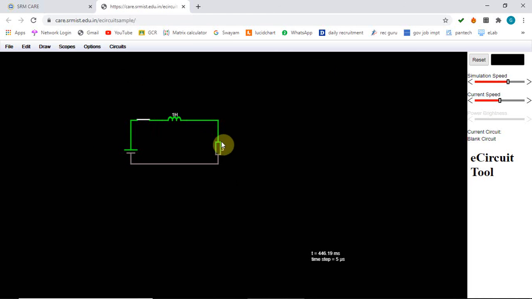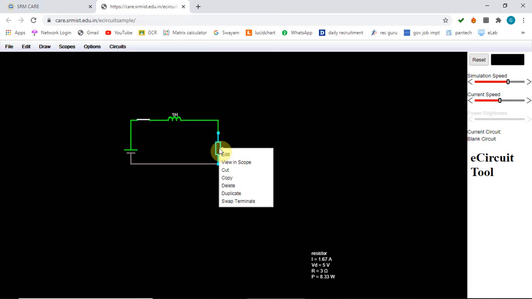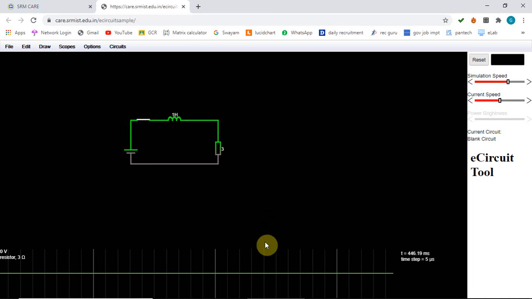Now what you have to do is, we are going to see the response, I mean the output voltage response. So R is going to be the output. We are going to take the output across the resistor. So click on that resistor, right click it, and then view in scope. We are going to analyze the transient response of the output voltage.